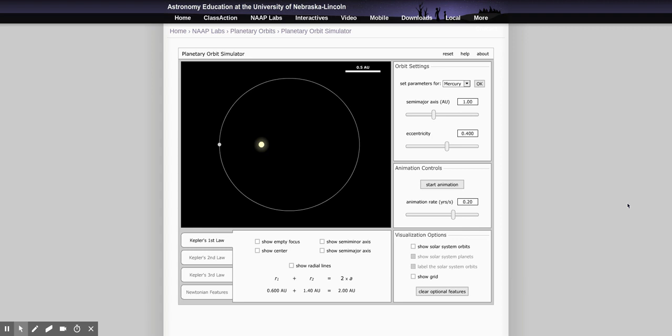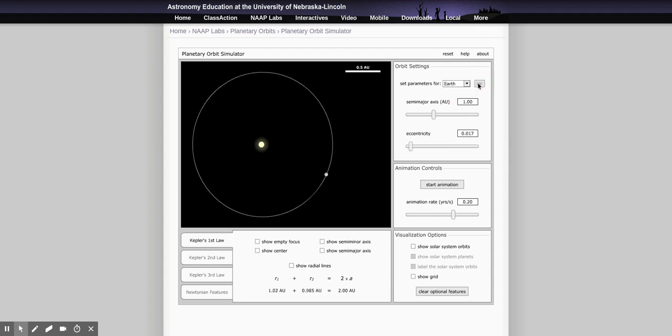All right, let's take a minute to walk through Kepler's three laws using this really slick planetary orbit simulator. Now, as you can see, I can set up this simulator for any planet orbiting the sun. I can set it in motion. I just start the animation, and here's a planet orbiting around the sun. In particular, this one is set for Mercury, but I could set it for any planet in our solar system.